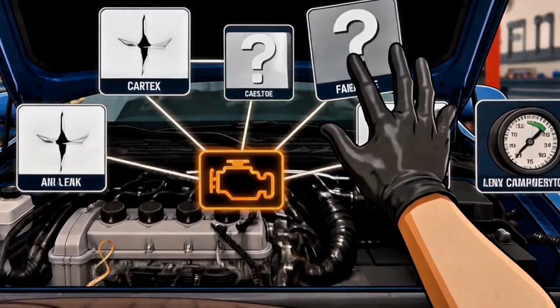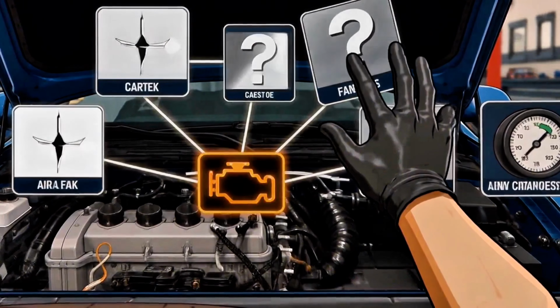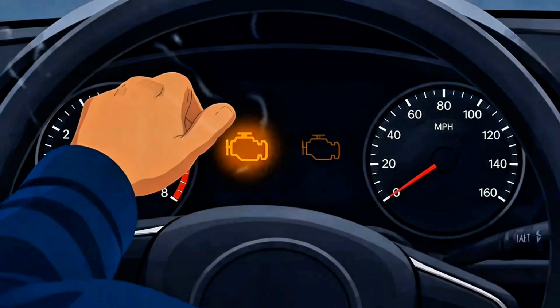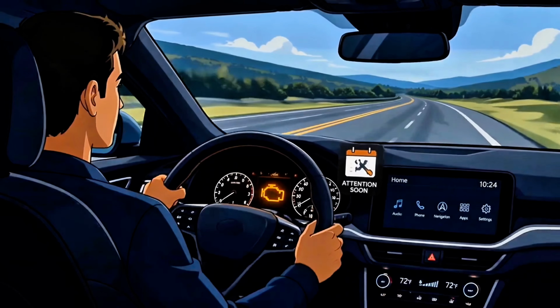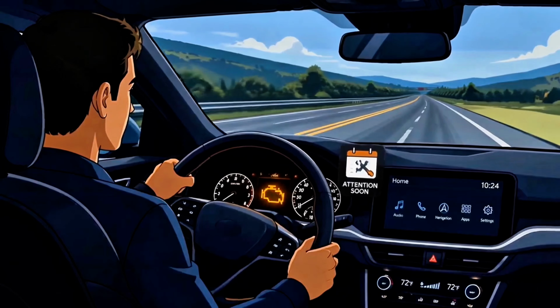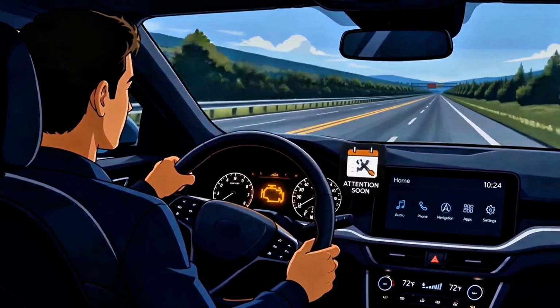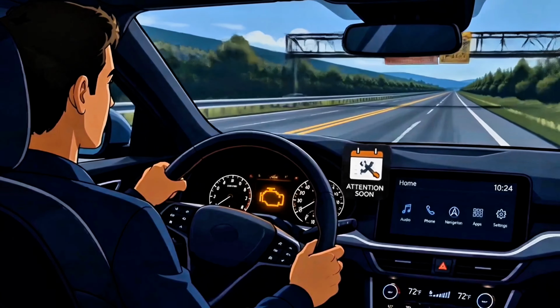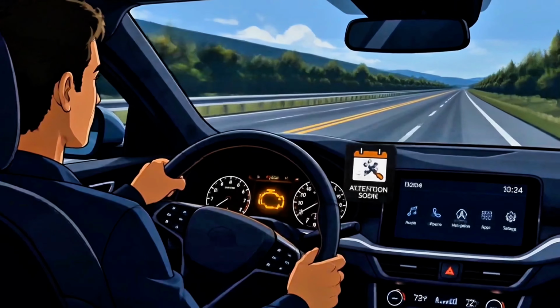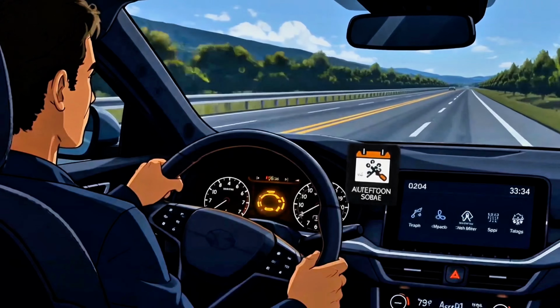And before scanning anything, there is an even more important clue to examine. Is the light solid or flashing? A solid check engine light normally means the computer has detected a fault that needs attention soon. If the car feels completely normal, you can usually reduce unnecessary driving and arrange a diagnostic inspection promptly. But solid does not automatically mean harmless.